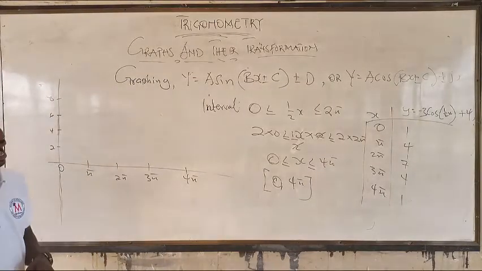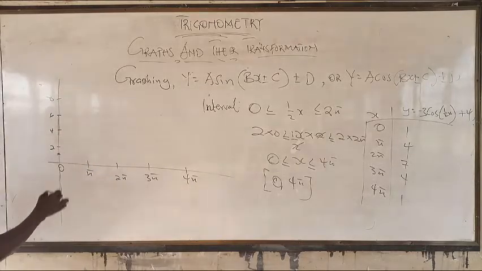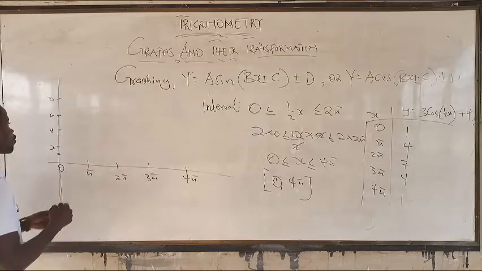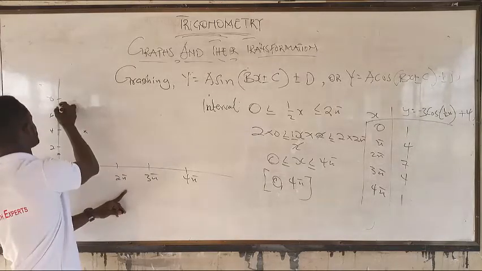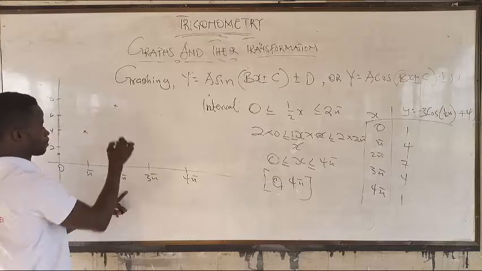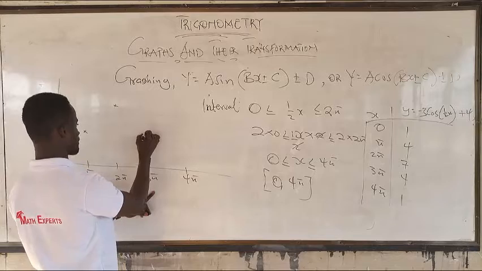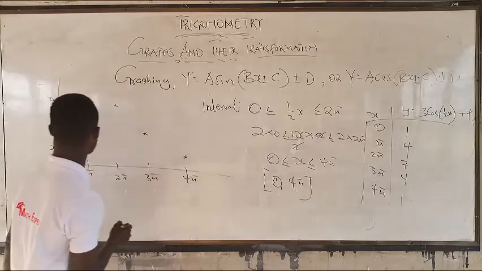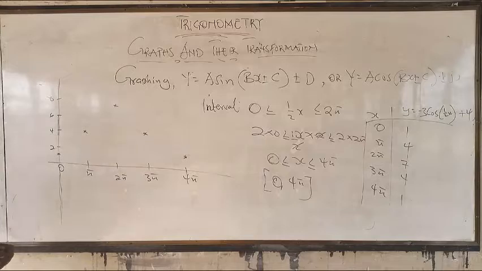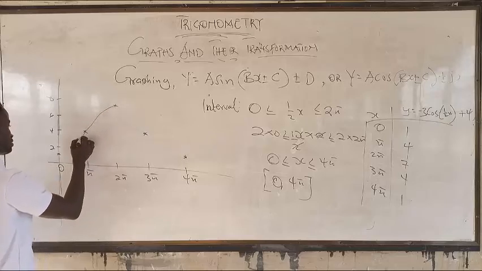So at 0 we have 1, so 1 will be here. At pi we have 4. At 2 pi we have 7, and 7 will be here. At 3 pi we have 4. At 4 pi we have 1. Wow. You know that you are sketching that, of course. So you can see how it is.